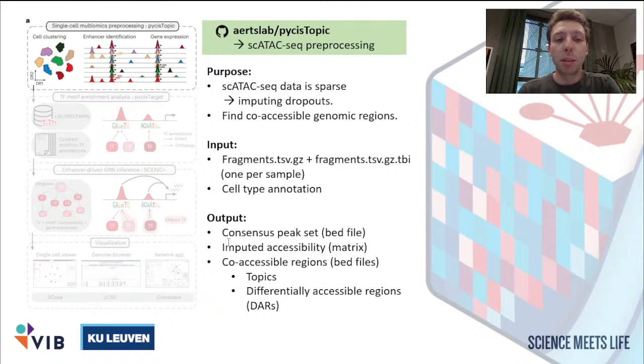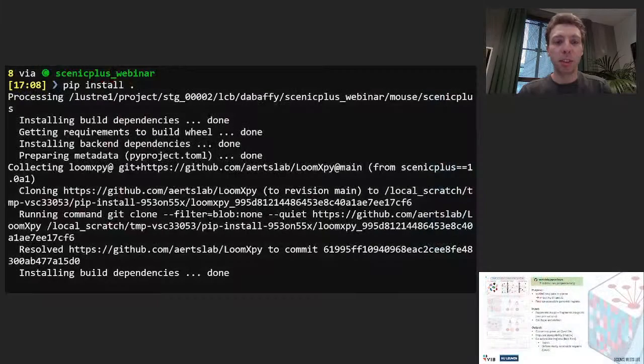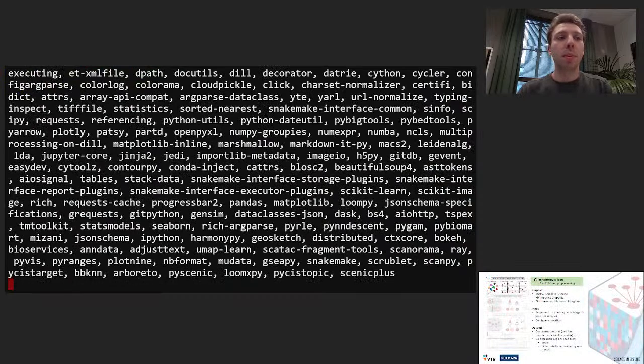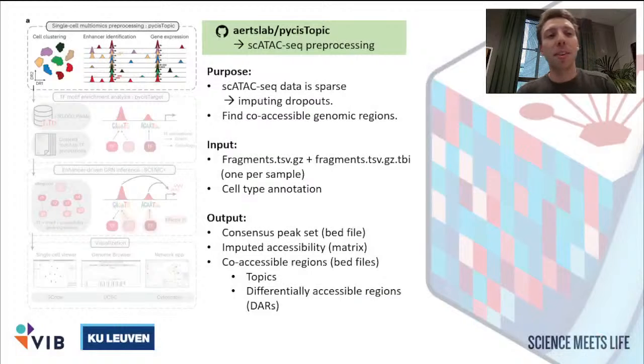The output of SCENIC+ will be a set of consensus peaks. This is a bed file, the imputed accessibility matrix, and then sets of co-accessible regions. So these are topics and differentially accessible regions. Okay, so in the meantime, I think SCENIC+ should be installed. It's still installing, it's almost installed. So let's go over the slides a bit more.